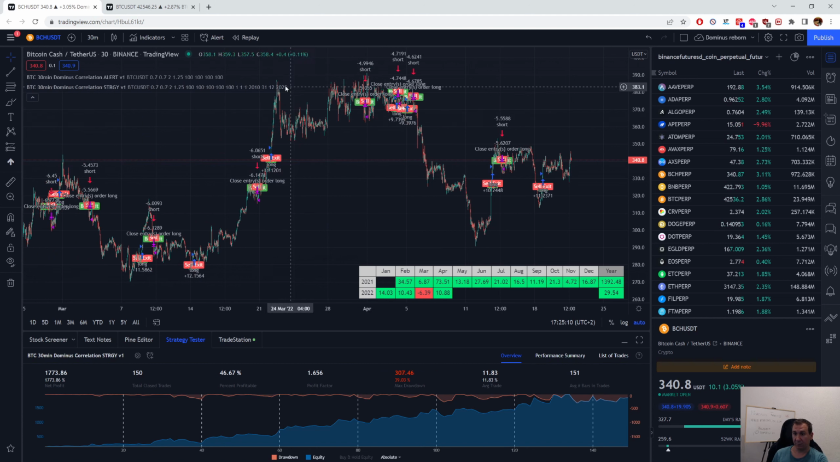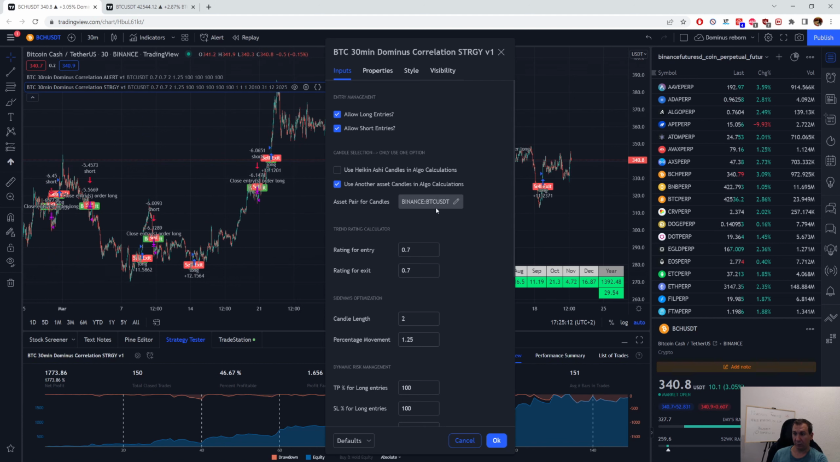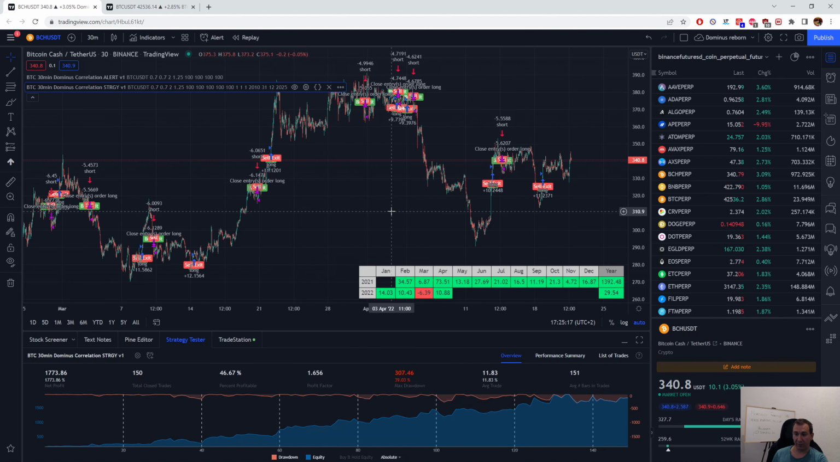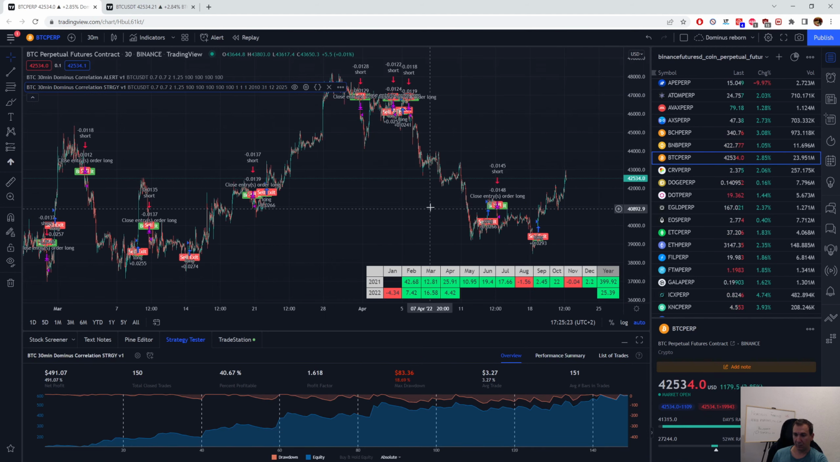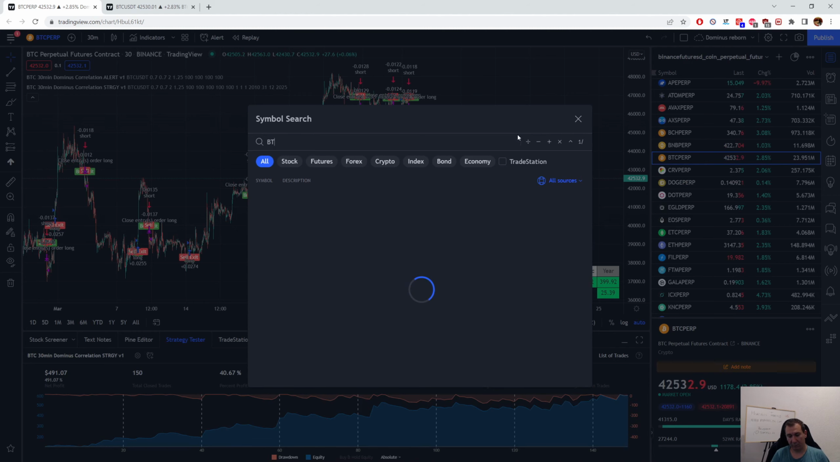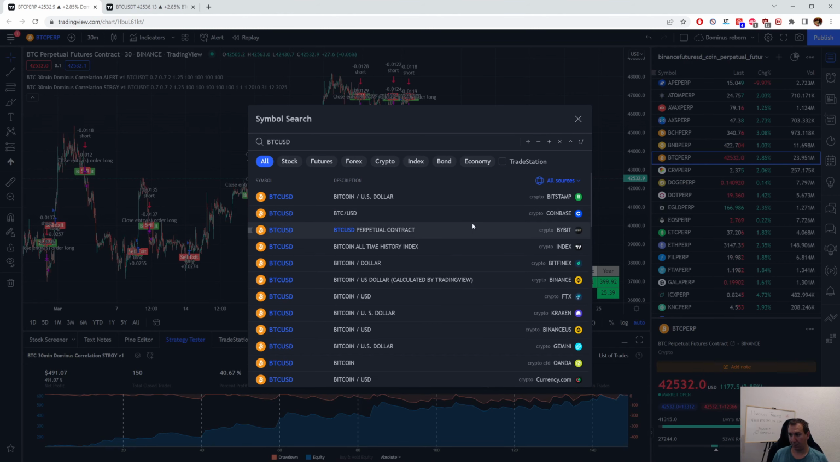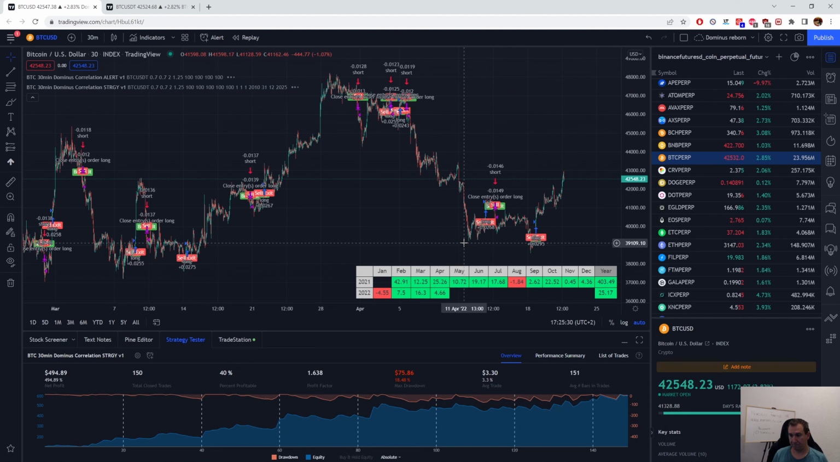In this case, we can see we are using the BTC candle from the Binance broker. We are on Bitcoin Cash, but let's get back to BTC originally. So you can see BTC USD, and we have this value.